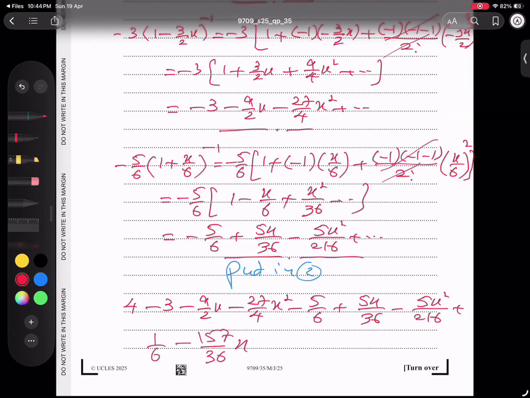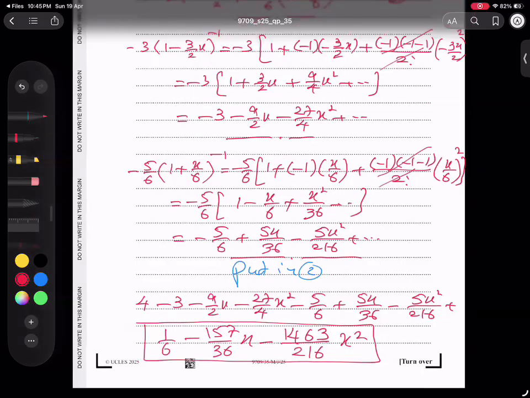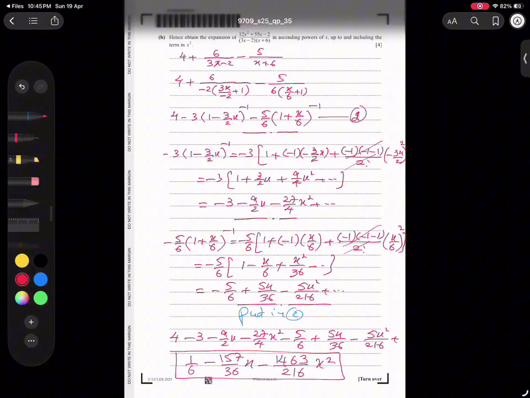Now, lastly, x square coefficient is this, x square coefficient is this. Both are negative sign. Negative 27 over 4 and negative 5 over 216. So the answer turns out to be negative 1463 over 216 x to power 2. And I hope the concept is very clear and the question is completely over.